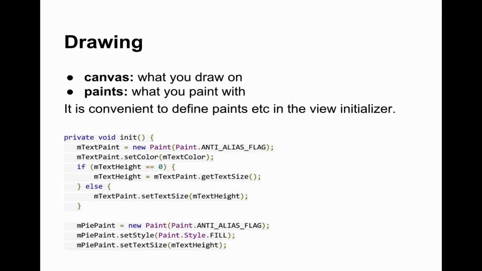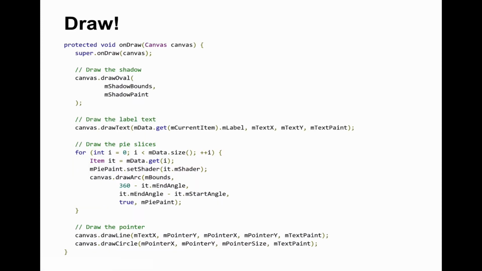So canvas is what you draw on, paint is what you paint with. This is an example in which we are creating some paints, and then we draw in the onDraw method. In the onDraw method, you are passed the canvas. You don't have to create a canvas; Android is creating it for you. When there is an invalidate call, or at the beginning, the first time, onDraw is called with the canvas of the appropriate size on which you should be doing the drawing.